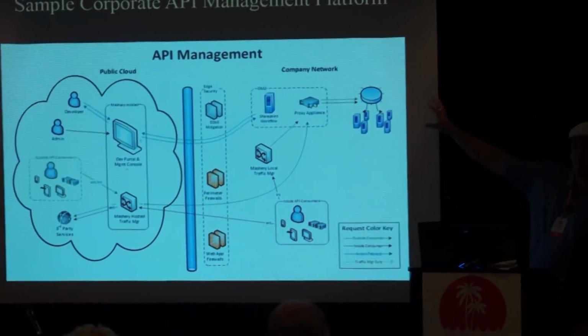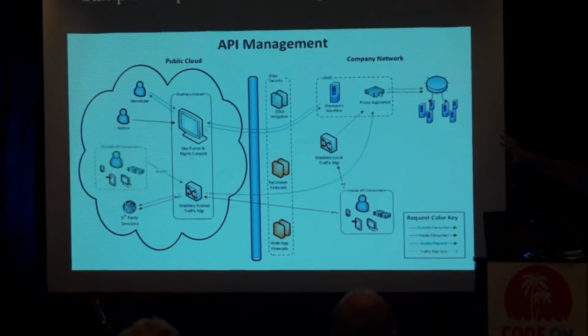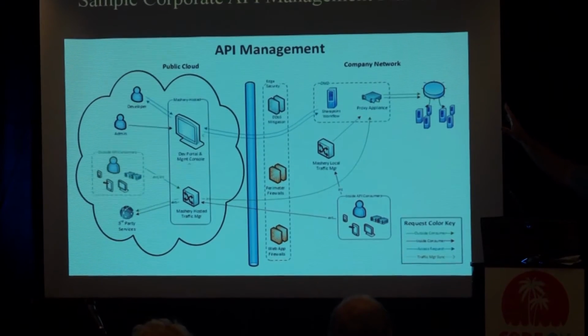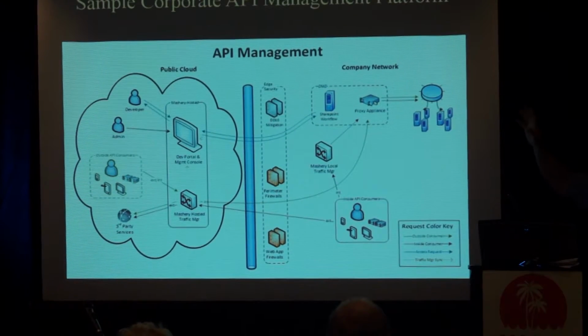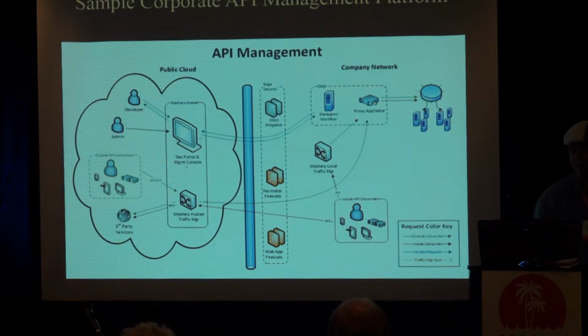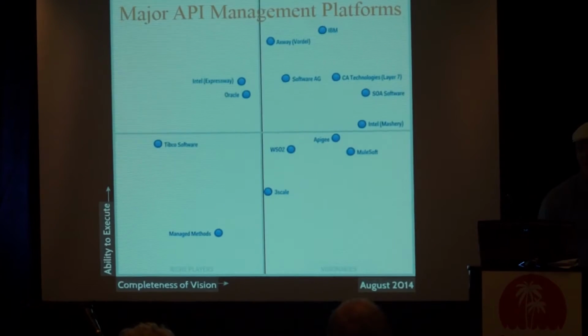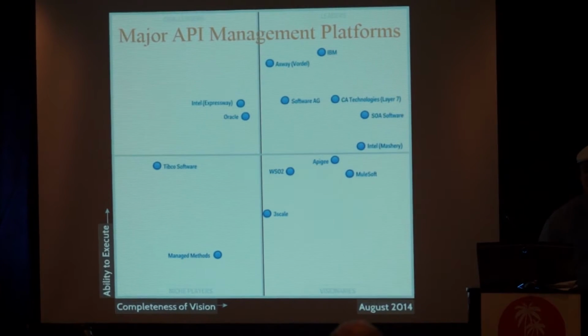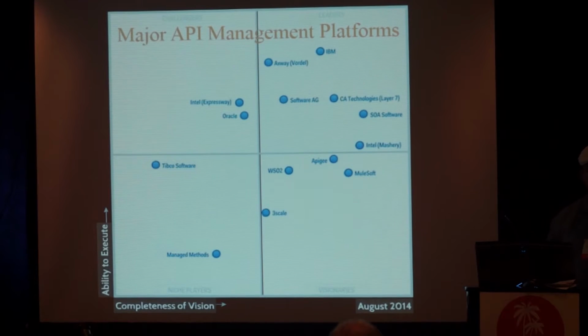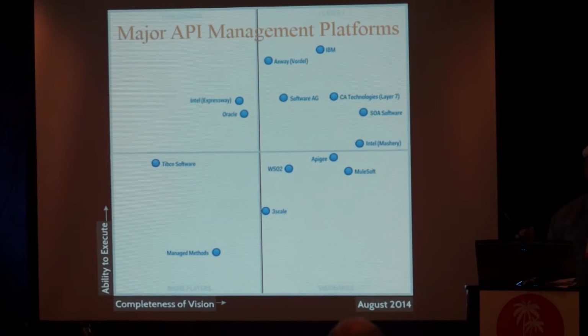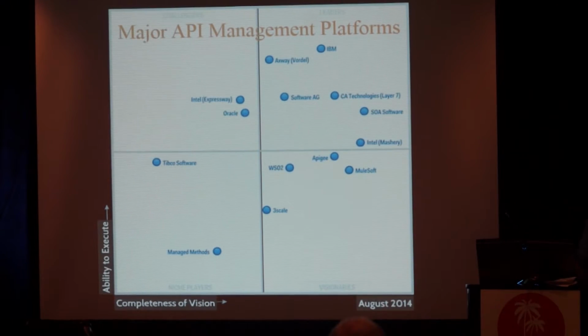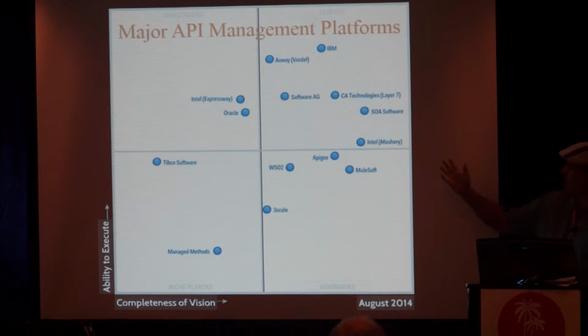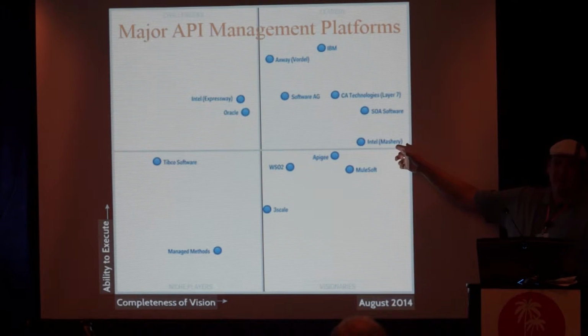Any questions about this overall architecture or suggestions on how it might apply better to your scenario? No? Okay. As far as platforms are concerned, this is from last year, so it's not completely updated, but this is the Gartner Magic Quadrant of API management and governance platforms. And you'll see that I've been talking about Mashery in particular, which is now owned by Intel. It's down here in this section of the quadrant.